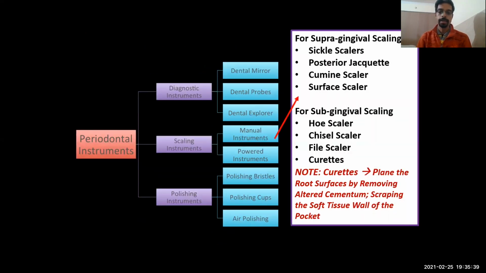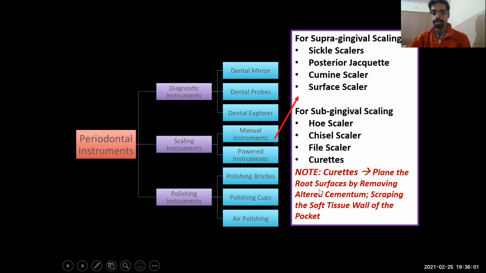Then the manual instruments of scaling. They are basically used for supragingival scaling and subgingival scaling. For supragingival scaling, the instruments are sickle scalers, posterior Jacquette scalers, Cumine scalers, and surface scalers. For subgingival scaling, they are hoes, chisels, files, and curettes.